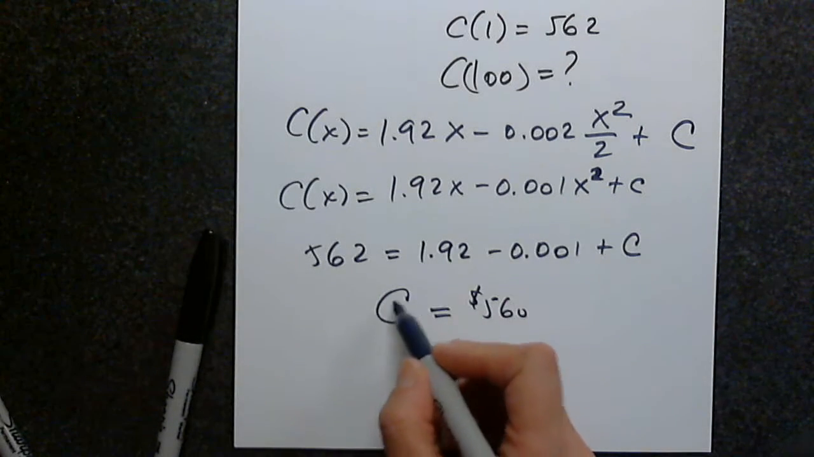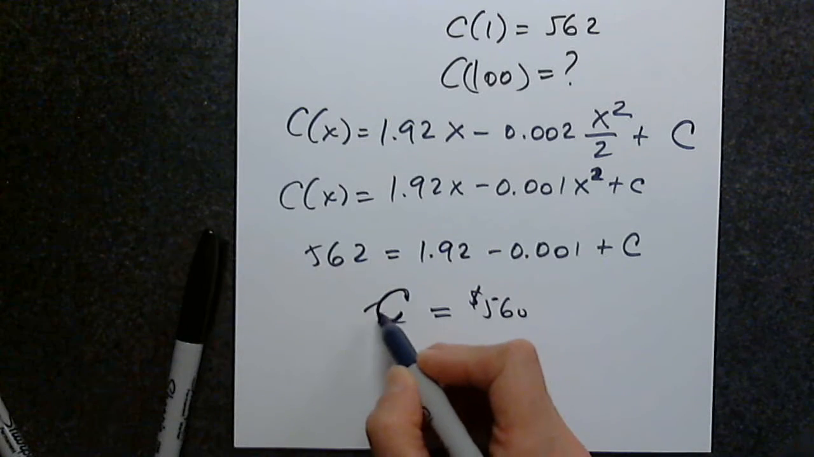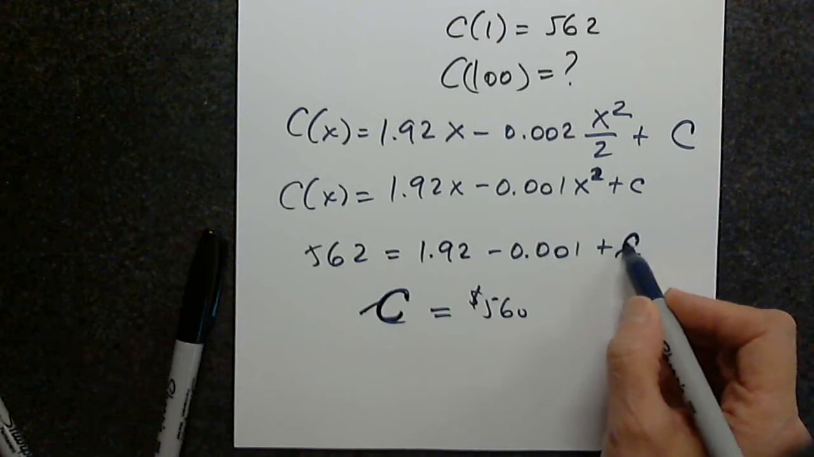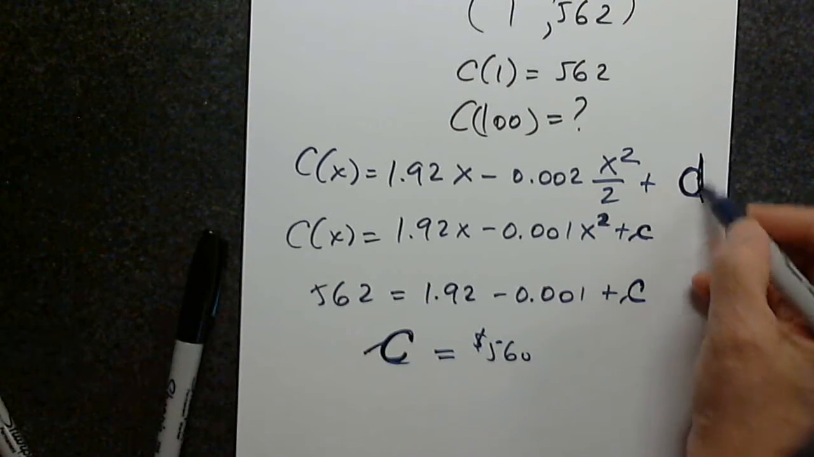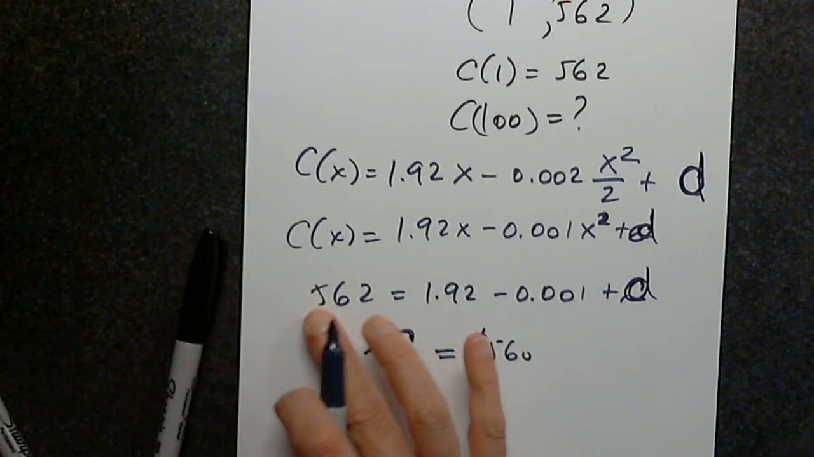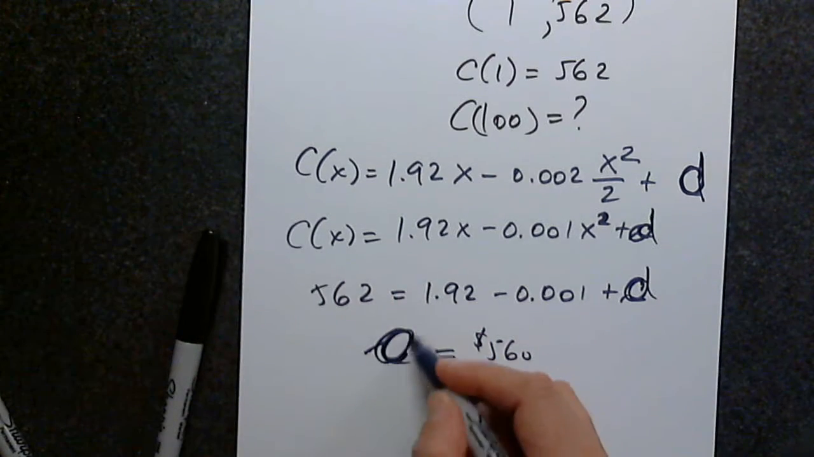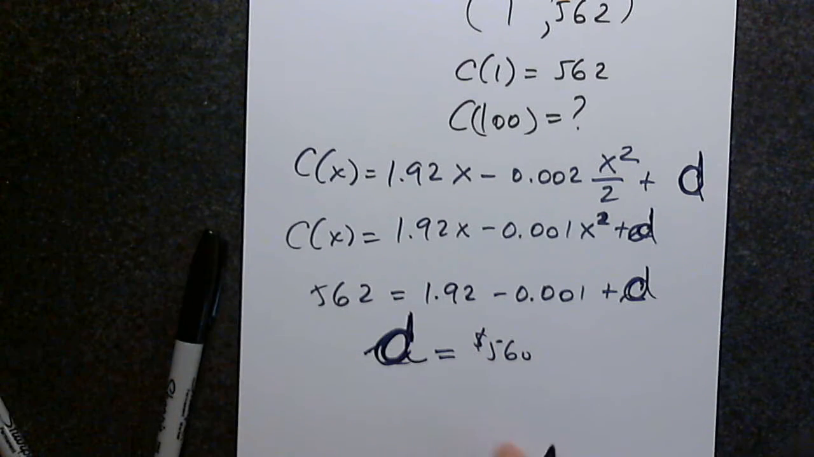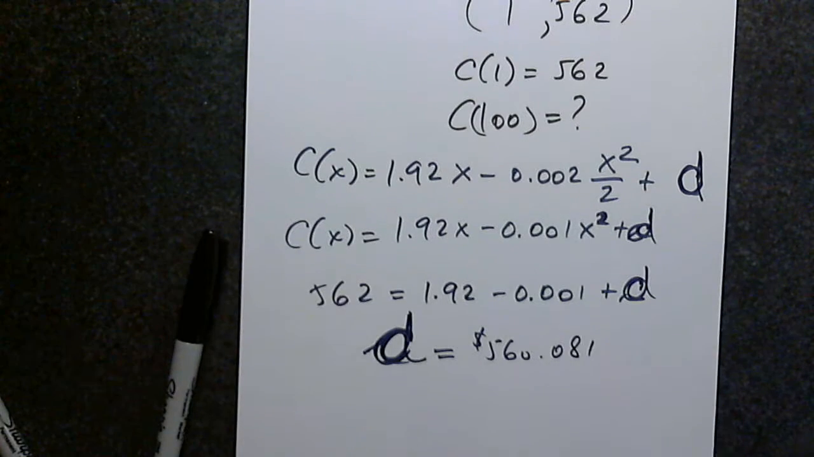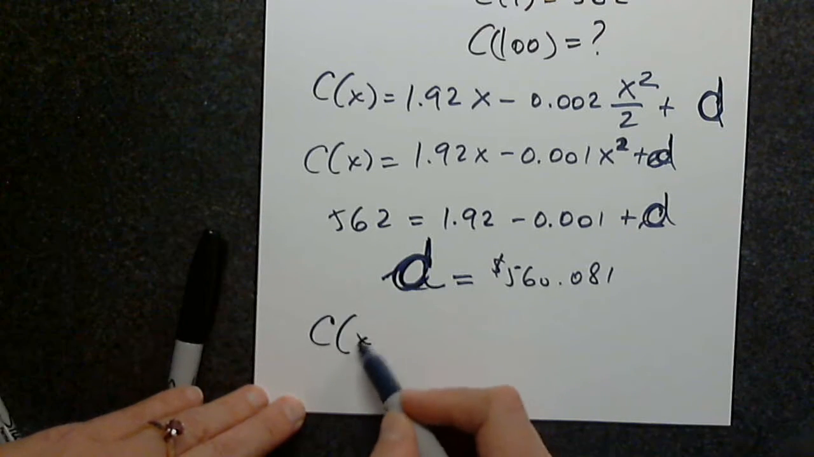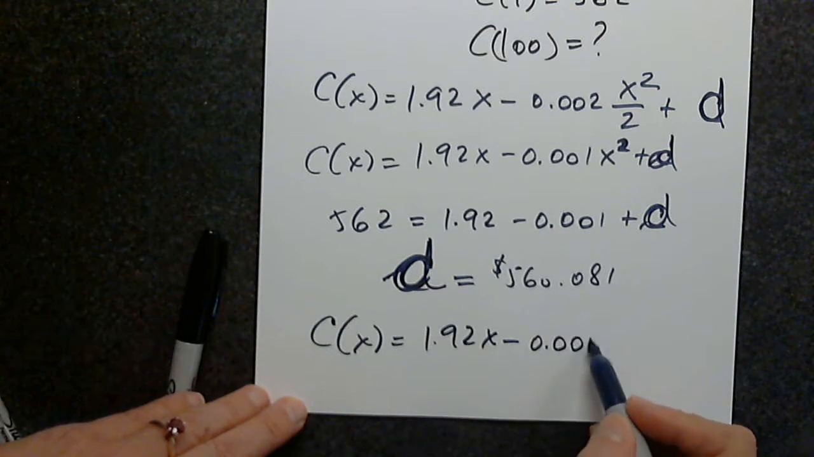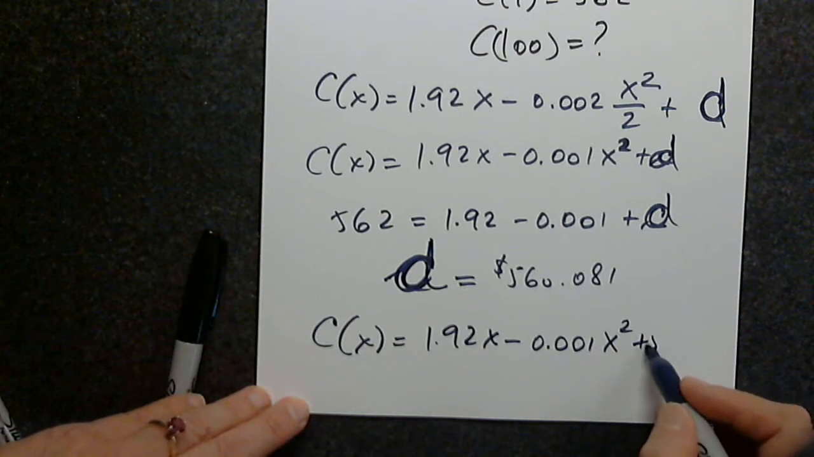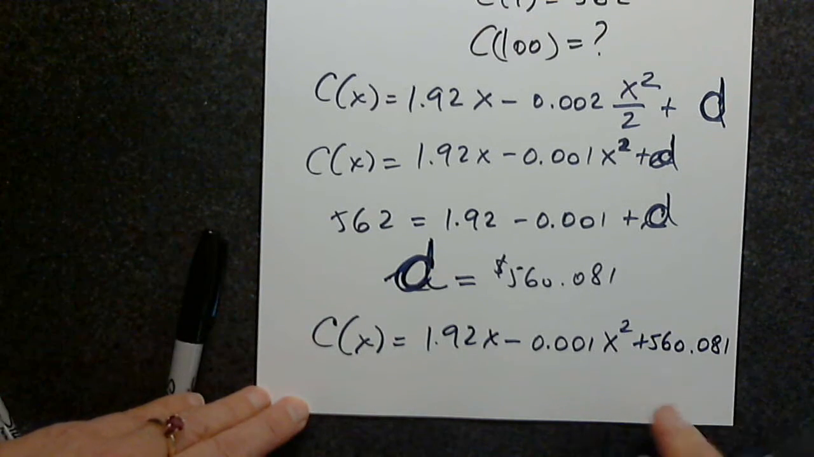Careful, I don't want you to confuse. So this is the little c. I should not have used c. Let me use d, not to be confused with anything. Because this is the cost, this is C. Let's say little d. I got 560.081. So therefore, the cost function is 1.92x minus 0.001x squared plus 560.081.